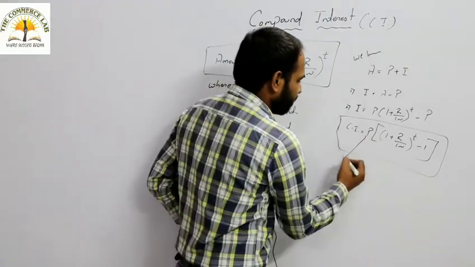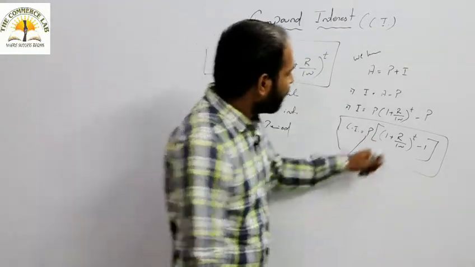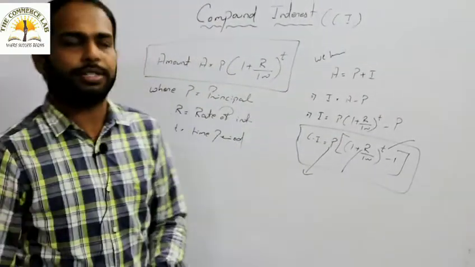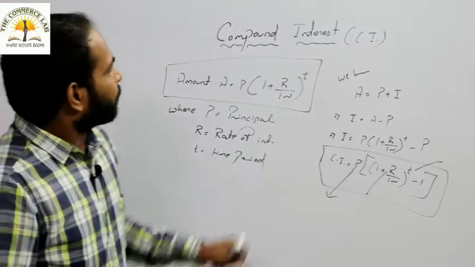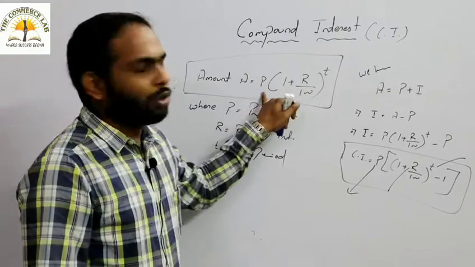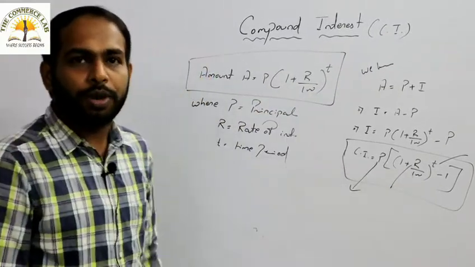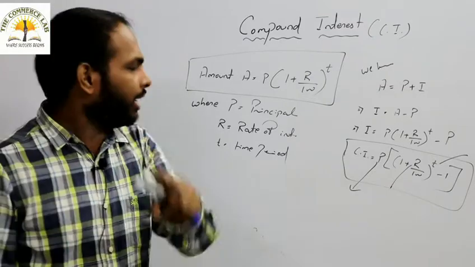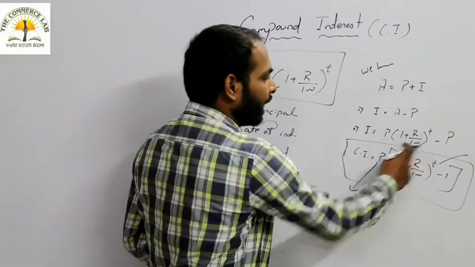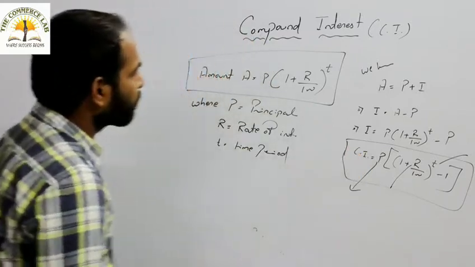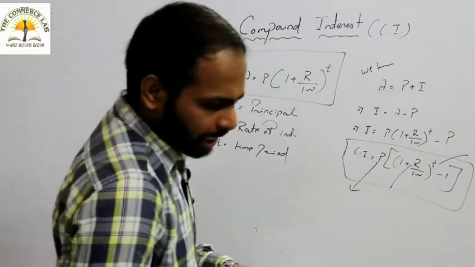P is known as principal, R is known as rate of interest, T is known as number of time periods. So in CI, amount A equal to P into 1 plus R by 100 to the power T, and CI equal to P into 1 plus R by 100 to the power T minus 1 if you take P common. Okay, then come to the next part.